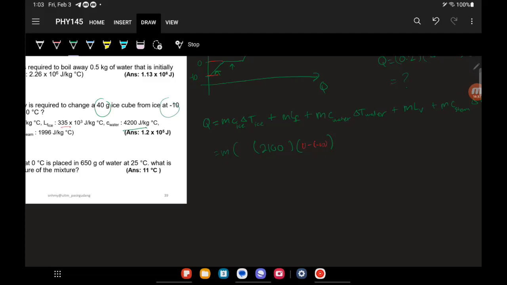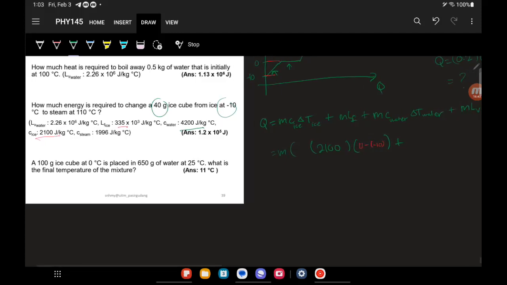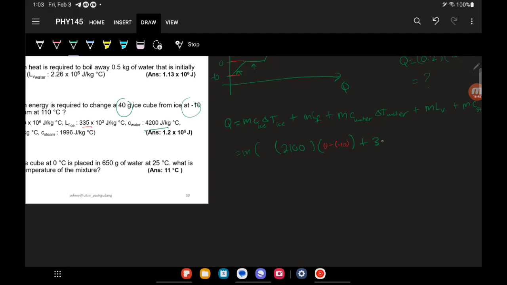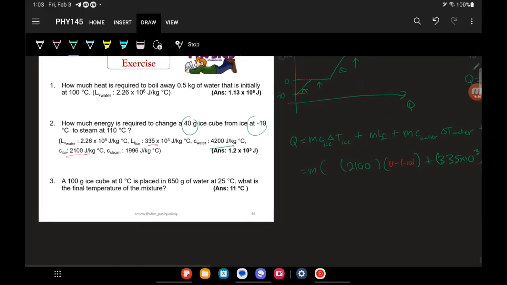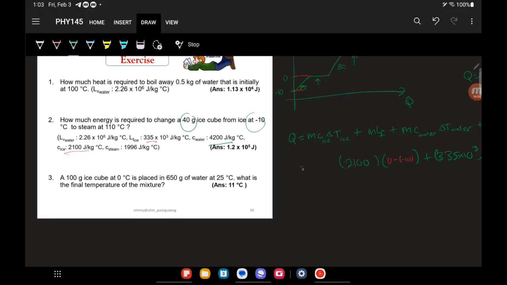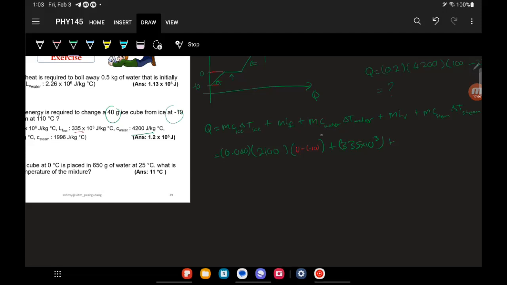Okay, the next one is m, also already factorized. This is going to be the latent heat of fusion, which is 335 times 10 to the power of 3. Then the next one is plus m. For this m, we can just fill in the value right away, since we already know it: 0.040, which is 40 grams.